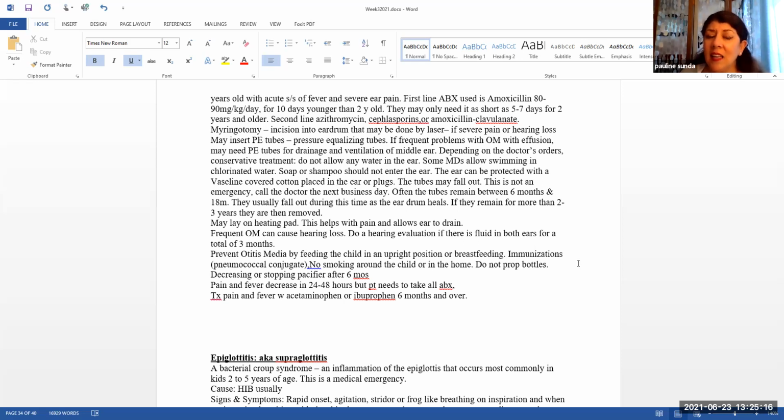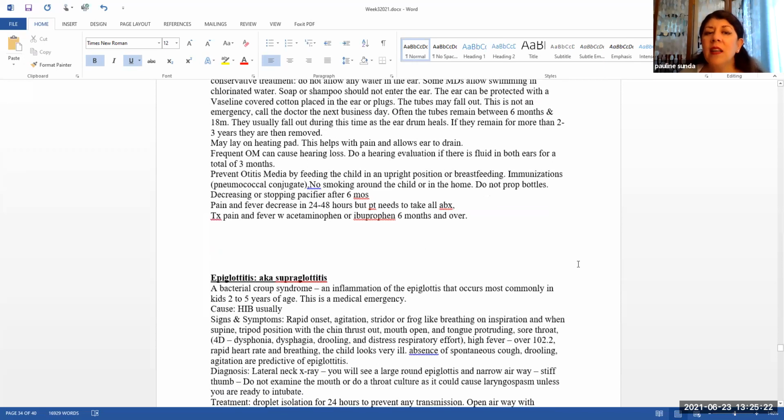They may lay on a heating pad. This will help with pain. Also, it allows the ear to drain. Frequent otitis media can cause hearing loss. So you do want to do a hearing evaluation if there is fluid in both ears for a total of 3 months. We can prevent otitis media by feeding the child in an upright position or breastfeeding.